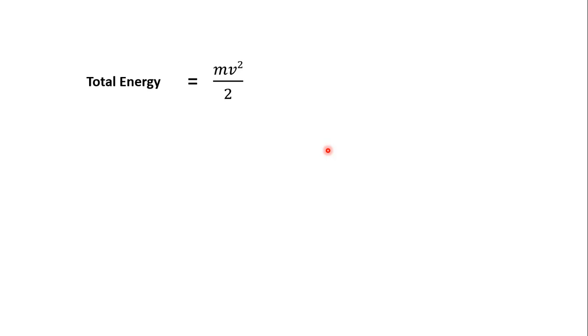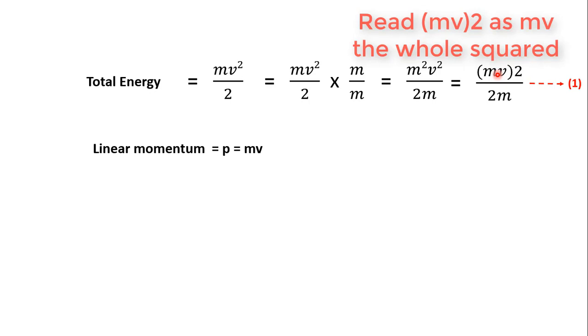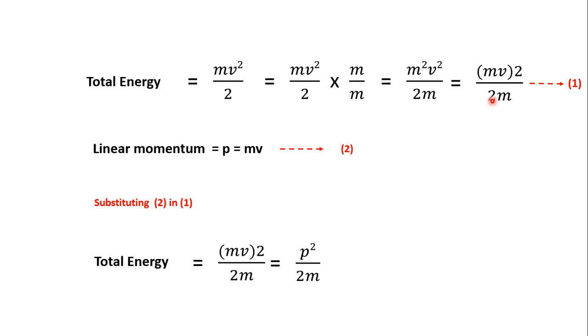Multiply the numerator and denominator by small m. We will get m square v square by 2m. It will be mv the whole square by 2m. The product of m and v is the linear momentum p. Substituting the product of m and v as p, we get p square by 2m. So the total energy will be equal to p square by 2m.